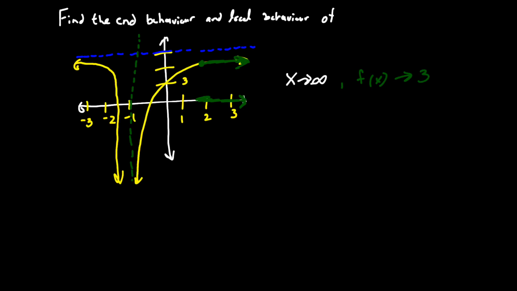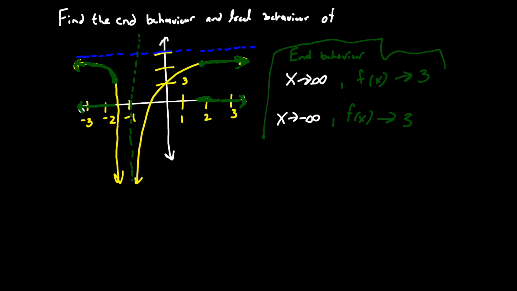And now if we look at our x values as we're approaching negative infinity, then this is going to correspond to these x values here. And this is the following portion on the graph. Again, it looks like our y values are approaching the blue line, which is y is equal to 3. And this is telling us about the end behavior.